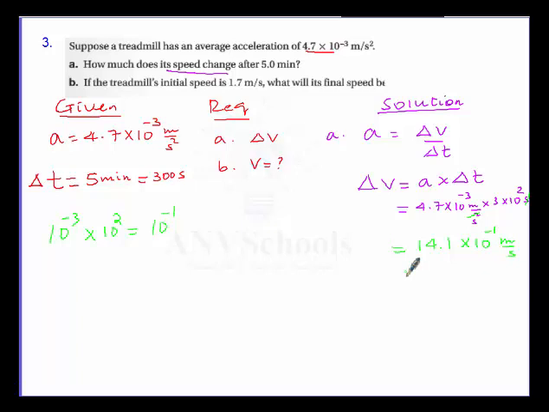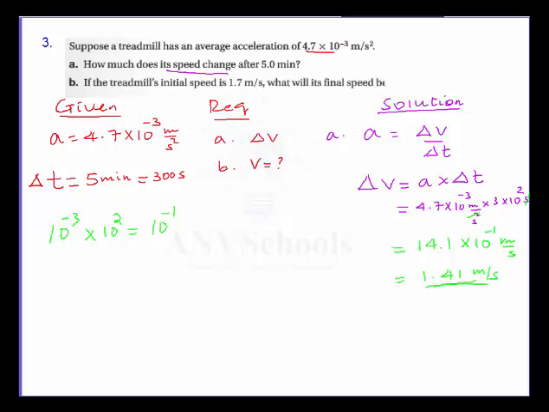You can stop here, or you can write it as 1.41 meters per second, because 10 to the power of negative 1 is 1 over 10. So 14.1 divided by 10 will be 1.41 meters per second. That's A. This is the change in velocity.